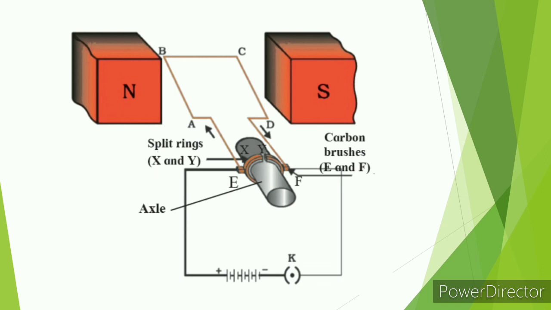So the current in the loop is reversed after each half rotation, and the loop and the axle continue to rotate in the anti-clockwise direction.